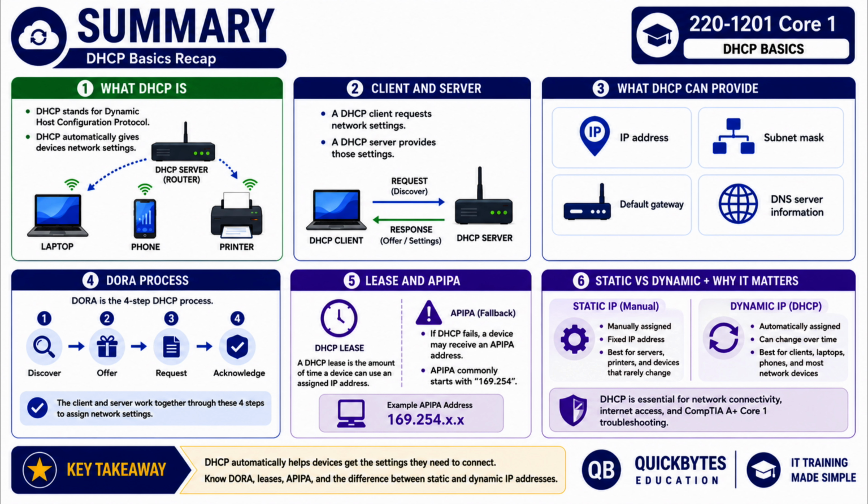A DHCP lease is the amount of time a device can use an assigned IP address. If DHCP fails, a device may receive an APIPA address that commonly starts with 169.254. Static IP addresses are manually assigned. Dynamic IP addresses are automatically assigned. And DHCP is essential for network connectivity, internet access, and CompTIA A+ Core 1 troubleshooting.